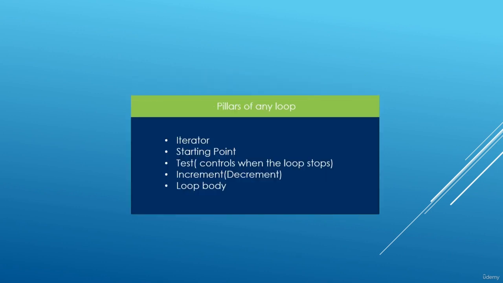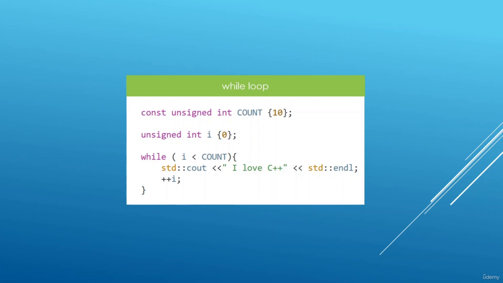We have 5 parts in our loop: the iterator, the starting point, the test, the incrementation, and the loop body. It's just going to be set up differently for while loops. The iterator is declared on the outside, and you see here we have unsigned int i, which is exactly the same type of iterator we've used in the last lecture, but note that you can also use size_t here. I am just using unsigned int for this case.